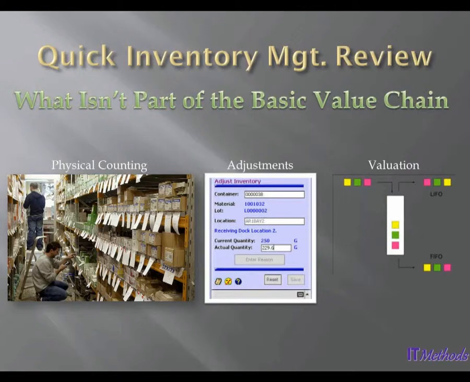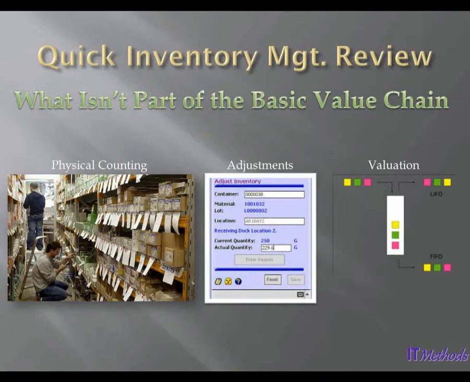The other kind of counting is cycle counting, where you're counting all of your inventory, but you're doing it over a longer period of time in small chunks. And we'll talk more about that a little bit later. But that's a very efficient way to do counting, and it's also a very good way to make sure that your inventory remains accurate so you don't have to do those visual counts.